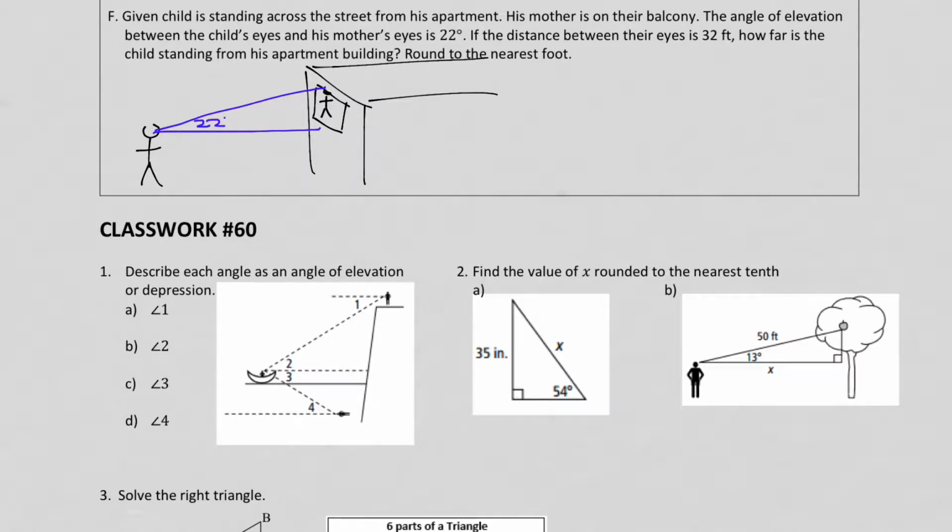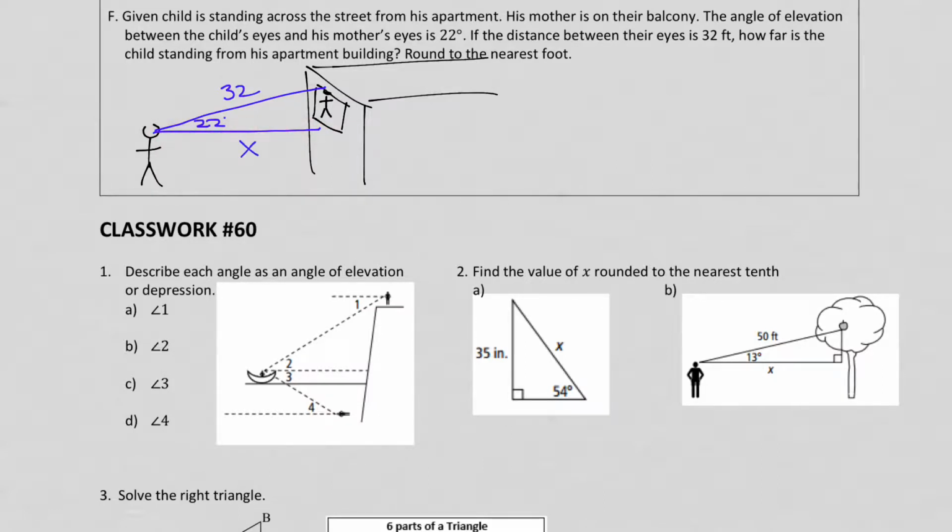Then it says if the distance between their eyes is 32 feet, so from his eyes directly across to her eyes, if this is 32 feet, how far is the child standing from his apartment building? So then I want to know how far is this child from the building? What is this missing side?